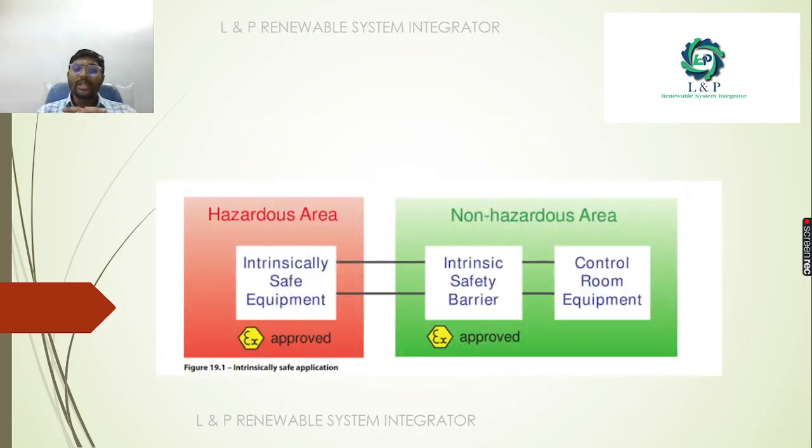Now when you get into the intrinsic safety application, we can categorize the areas into two. One is a hazardous area, another is a non-hazardous area. In the hazardous area, we should use intrinsically safe equipment, whereas in the non-hazardous area, you can use intrinsic safety barriers along with the control room equipment.